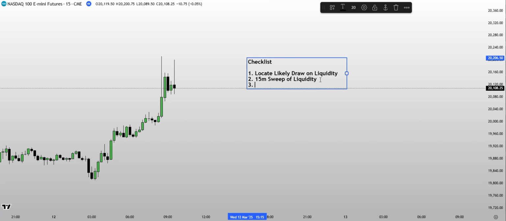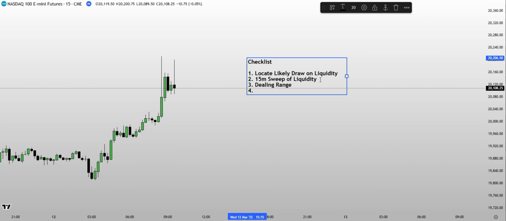Number 3, dealing range. Use the dealing range, and I have a video going into what the dealing range is, to give yourself the optimal entry, to take longs in a discount and shorts in a premium relative to that range to find the optimal entry in the direction of the draw. So now you get that 15-minute sweep of liquidity. You find the optimal entry using that dealing range below, let's say, the midpoint for longs to several highs above. That is the likely draw on liquidity.